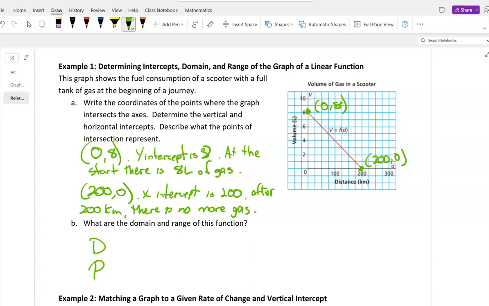Domain and range. Well, the domain is continuous, so I've got to say from 0 to 200. The range, and I know you might want to say 8 down to 0, but it's from 0 to 8.